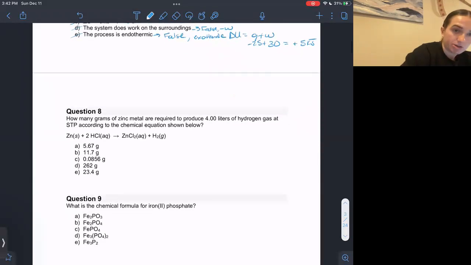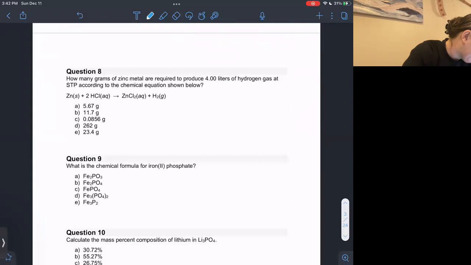Alrighty. Question number 8. How many grams of zinc metal are required to produce 4 liters of hydrogen gas at STP according to the chemical equation shown below? Okay, so I'm looking at zinc here. I'm going to make sure that my equation is balanced. So I have zinc, 2 H's, 2 H's, 2 chlorines, 2 chlorines. Okay, so this is a balanced equation. So my zinc to hydrogen is 1:1. I know that at STP, 1 mole of gas takes up 22.4 liters. So I think I can use that somehow to my advantage here.